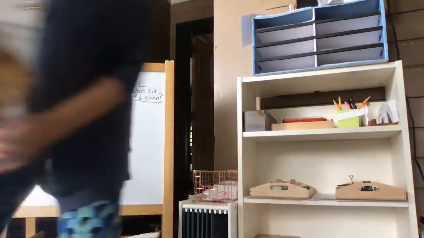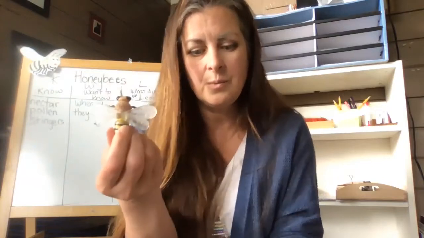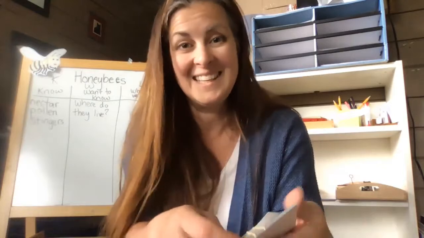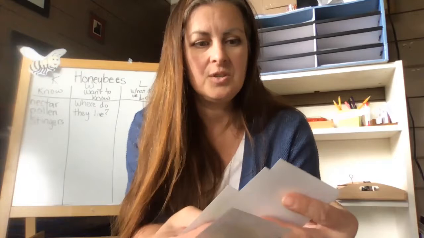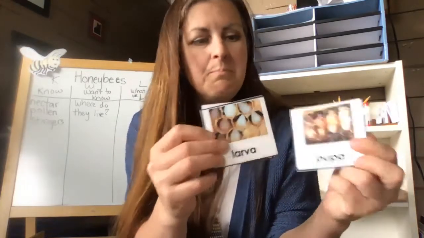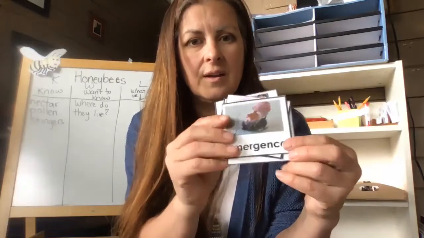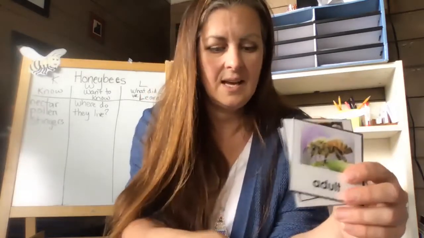The other thing that goes along with this is the three-dimensional objects that go with another set of three-part cards. So we've got three-part cards and lots of different three-part cards. So these are cool because they have pictures, actual pictures. So you can see we've got eggs, adult, pupa, larva. This is when they're emerging, adult.